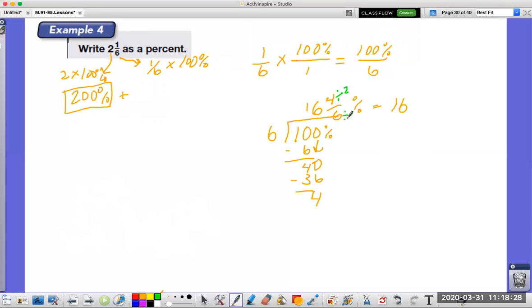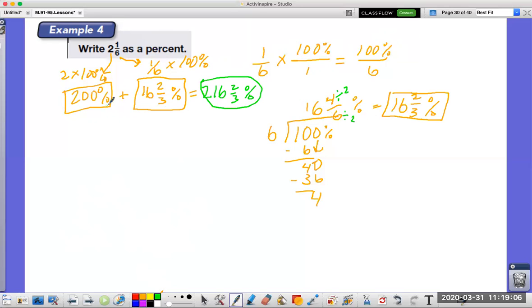So if I divide them both by 2, I end up with 2/3, right? 4 divided by 2 is 2. 6 divided by 2 is 3. And then the percent symbol is what's going to be that piece. So that's just the 1/6 piece. So I've got 16 and 2/3% is what the 1/6 piece is. And then I add those together and I end up with my final answer. It should be 216 and 2/3%.